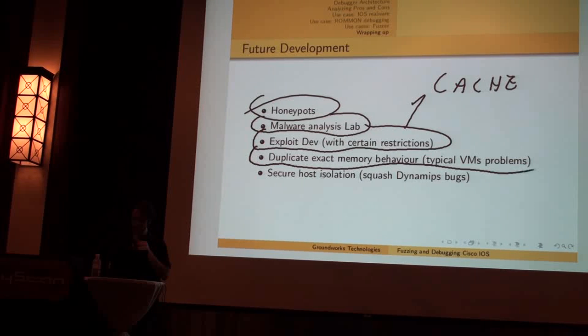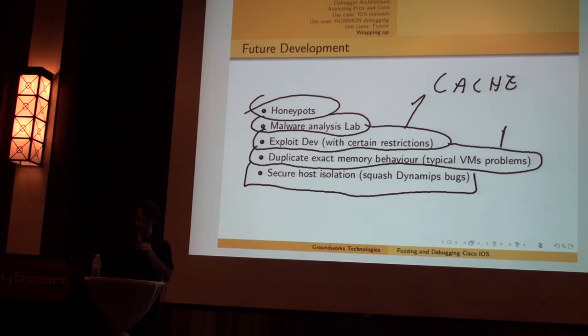Well, this is what we should do in the future. We have to do the exact memory behavior. Almost every virtual machine has this problem. There's a way to detect a virtual machine. VMware does this, and there are a lot of virtual machines. They don't duplicate the exact memory behavior. And Dynamips is the same. And once you have fixed all these bugs and all this squashed, you actually can make a secure host isolation.